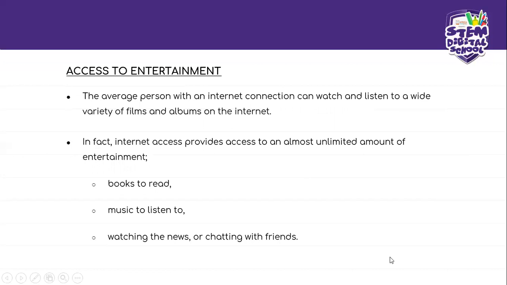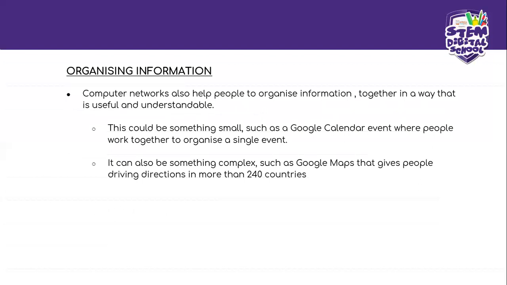All right, the fourth one, access to entertainment. Remember, the first aim and objective of a network, we said sharing. Then from sharing, we said organizing information. Computer networks also help people to organize information together in a way that is useful and understandable. I made the example of a Google Calendar.